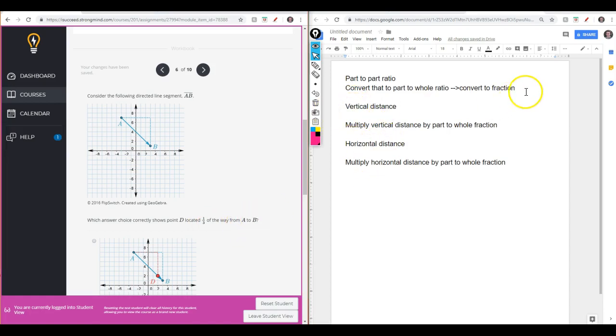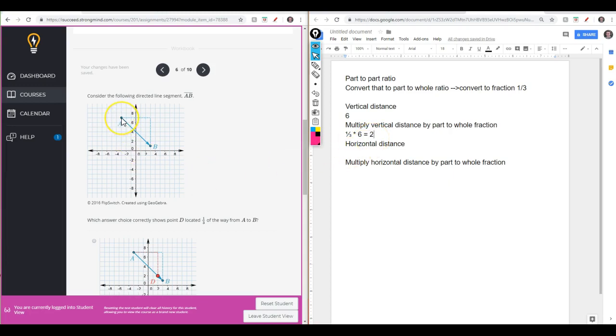So now I can just jump to right here. It's 1/3. So I'm going to find the vertical distance, which is 1, 2, 3, 4, 5, 6. So it was 6 units long. So I'm going to take 1/3 of that and multiply it by 6, our total distance. And when you multiply that out, that comes out to be 2.